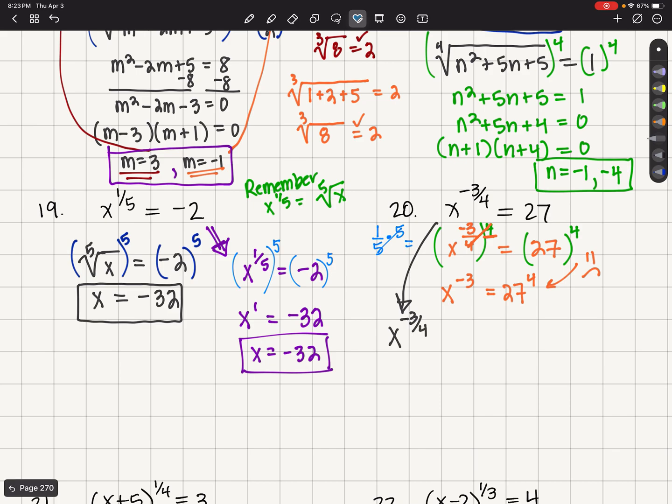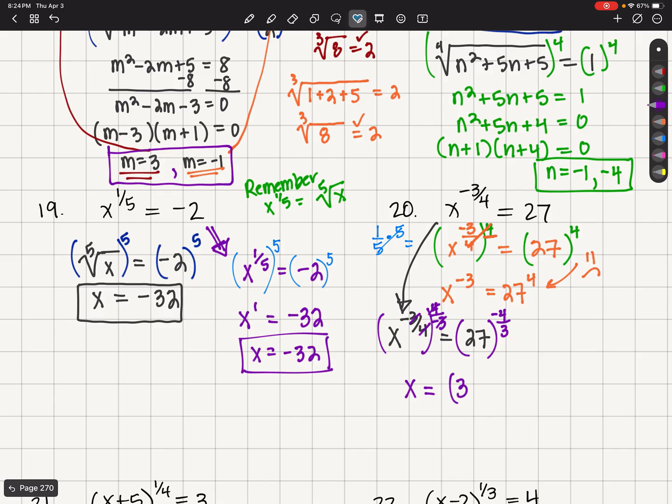x to the -3/4 equals 27. I'm going to raise, feeling more confident now, I'm going to use my favorite color. Raise both sides to the 4 over -3 power, or -4 over 3 power, whichever way we want to look at it. And -3/4 times -4/3 is a positive 1. So we'll have just x. And on the right-hand side, I'm going to move that negative to the numerator because I'm going to save that negative for later. I can do the cubed root of 27. And the cubed root of 27 is 3.